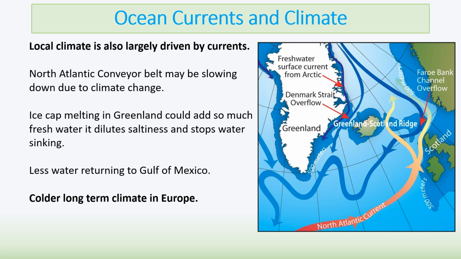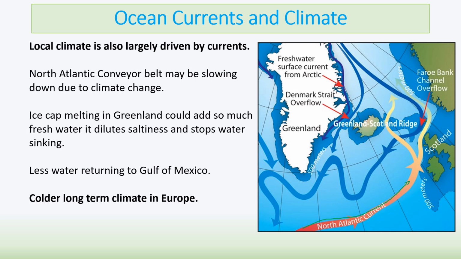And one of the last things I just want to mention here is this is worrying for the UK, because this northern Atlantic current, as you see here, is potentially going to be affected by this, and there are already signs it might be slowing, because the ice cap's melting in Greenland. It's adding so much fresh water in, it's diluting the saltiness, and it is stopping water sinking down. This therefore means less water is returning to the Gulf of Mexico, and less warm water is being dragged up towards the UK.